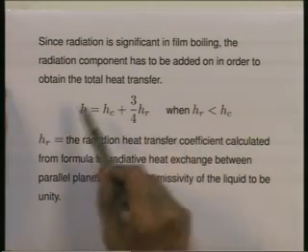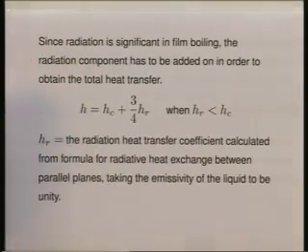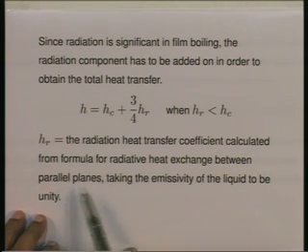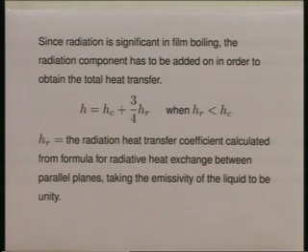Whenever H r is less than H c, he showed that this expression is valid within the accuracy that one wants. We will not go into the details, I am just asking you to accept this. I am saying calculate the convective heat transfer coefficient from the expression which Bromley gave earlier, which I have shown you, that is this expression. Then calculate the radiative heat transfer coefficient by using formulae for radiant heat exchange between parallel planes, taking the emissivity of the liquid to be unity. So, H r is the radiation heat transfer coefficient calculated from the formula for radiative heat exchange between parallel planes, taking the emissivity of the liquid to be unity, and then say that the total heat transfer coefficient is H c plus 3/4 H r. That is what I am asking you to do.